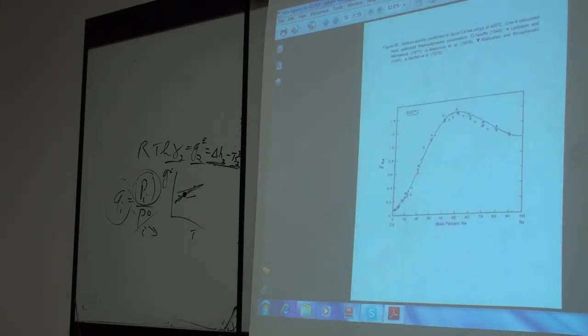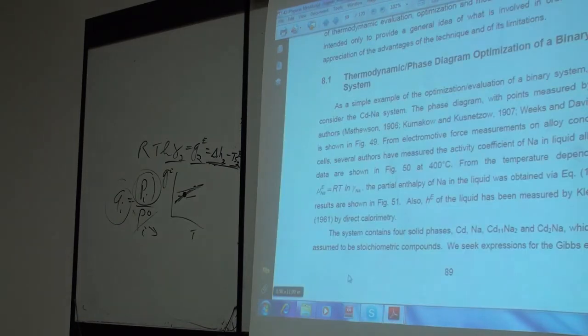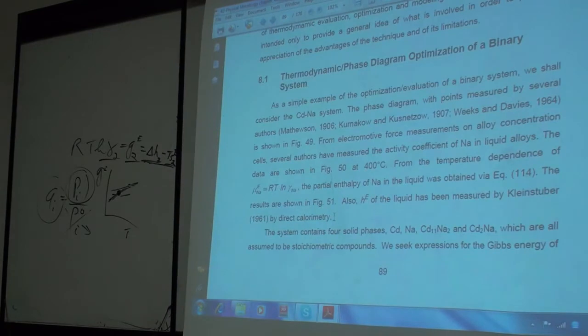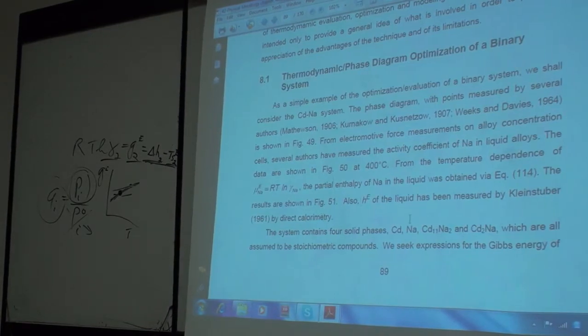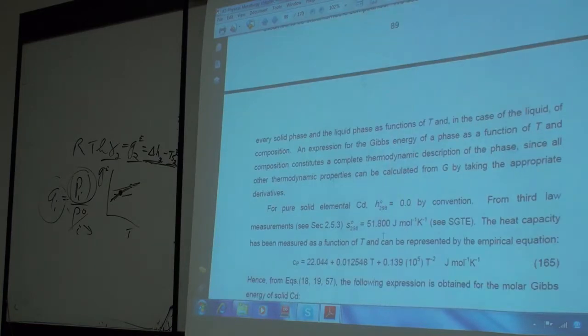So what else is known in this system? Sorry, the integral HXS has also been measured by direct calorimetry. I didn't show that. The system contains 4 solid phases, all assumed to be stoichiometric. We seek expressions for the Gibbs energy of every solid phase.